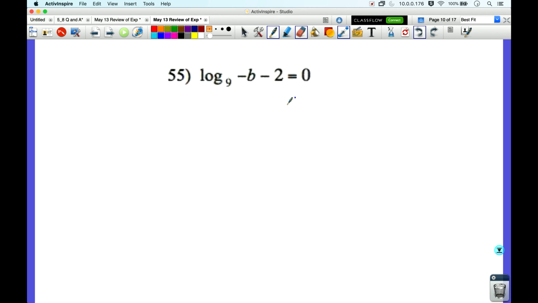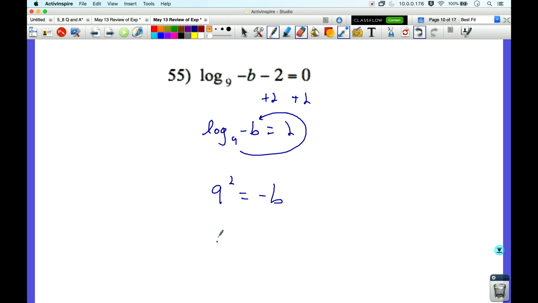All right, another one to practice. Another good one to pause and try on your own. This time we have to rearrange our logarithm the other direction. So you can do the swoop like this. 9 squared equals negative b. 81 equals negative b. b equals negative 81. All right.